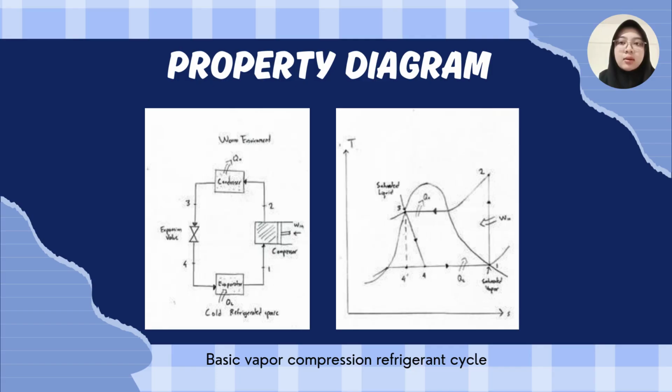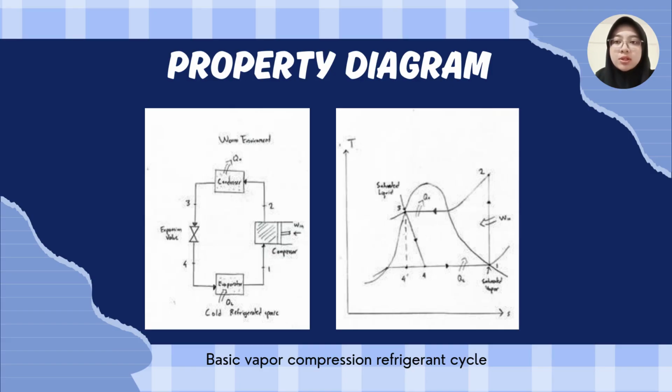So this is a schematic diagram and T-S diagram for the basic vapor compression refrigeration cycle. From 1 to 2, irreversibility in the compressor. From 2 to 3, pressure drop in the condenser. From 3 to 4.